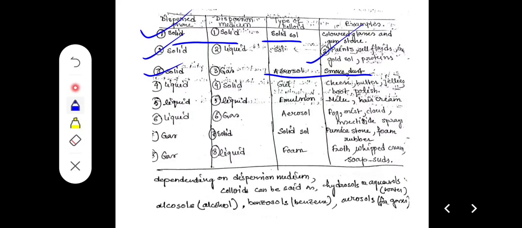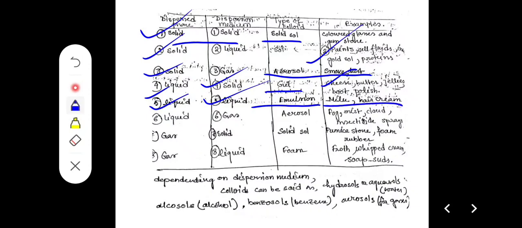Next one: if the dispersed phase is liquid and the dispersion medium is solid, this type of colloid is termed gel. If liquid is added in solid, it is termed gel. Examples are cheese, butter, jellies, boot polish, and so on. Next one: dispersed phase liquid and dispersion medium liquid. This type of colloid is termed emulsion. Examples are milk and hair cream, which are liquid mixtures.